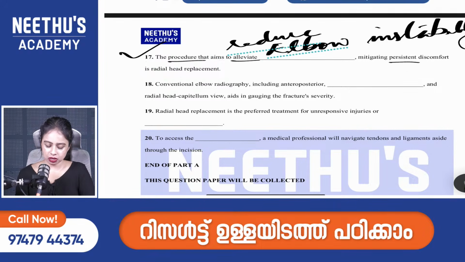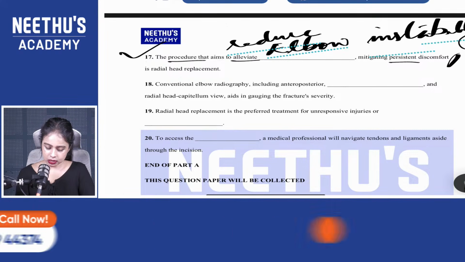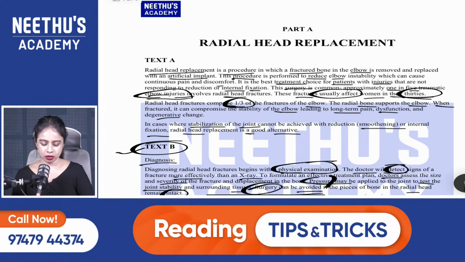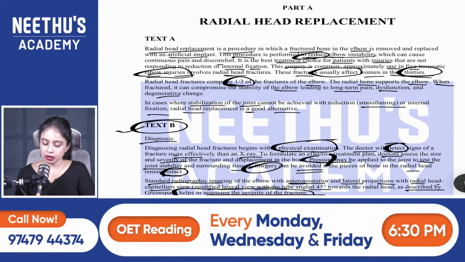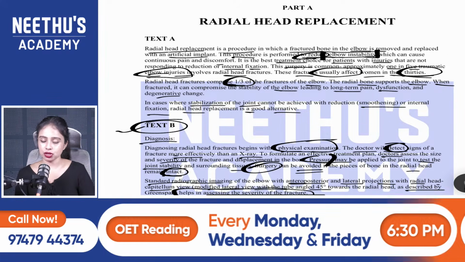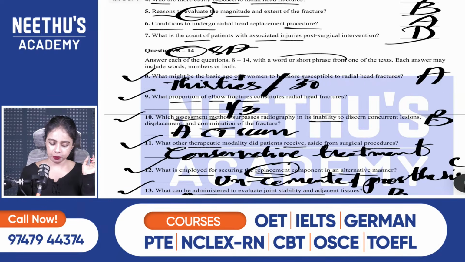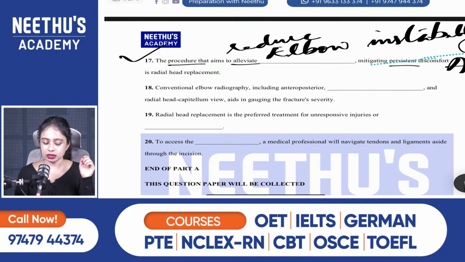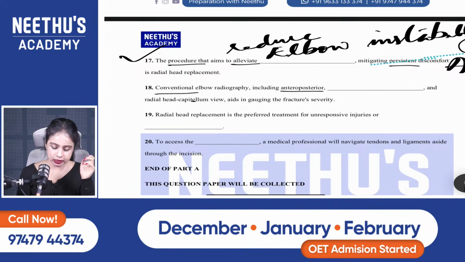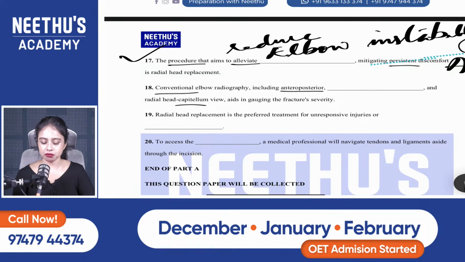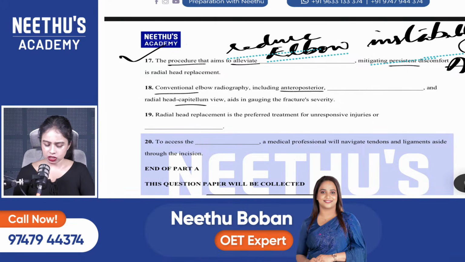And I guess it's mentioned in text A, right? Elbow instability. It is mentioned in text A. Yeah, here. The procedure is performed to reduce elbow instability, which can cause, yeah, answer is elbow instability. And the 18th one, conventional elbow radiography, including anterior, posterior, dash and radial head capitulum view, aids in gauging the fracture severity. So what is the missing word here?